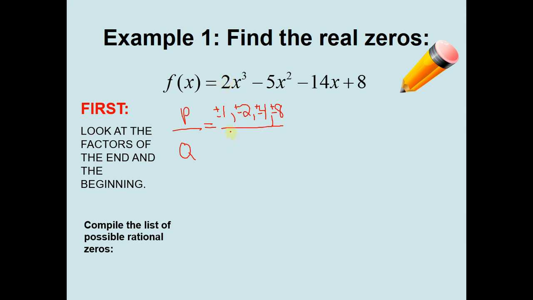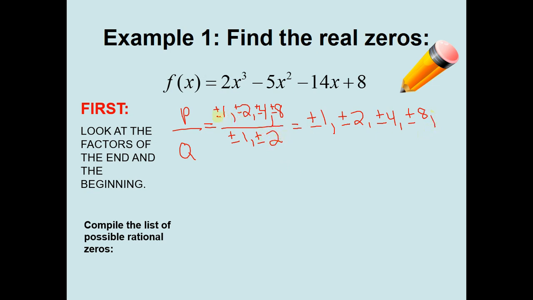Then we're going to look at all the factors of the beginning. So that would be 2. So plus or minus 1, plus or minus 2. So all the numbers that multiply to give me 2. So think, guys, if you would have a P of like 16, it would take forever to write all of those out. But nevertheless, this is how we can find our hints. Now what you're going to do is divide all of your P's by your Q's. So 1 over 1, that's 1. 2 over 1, that's 2. 4 over 1, that's 4. And 8 over 1, that's 8.